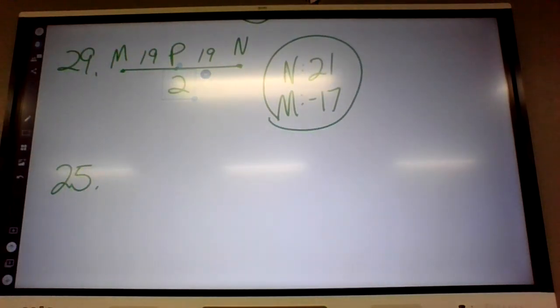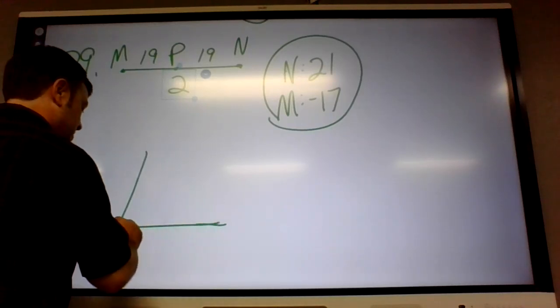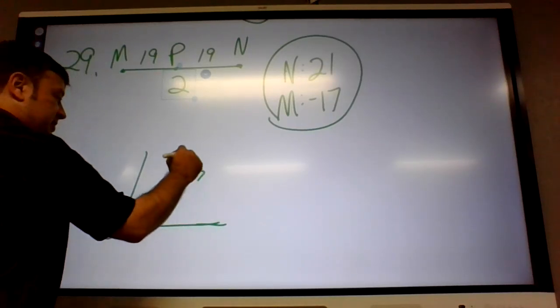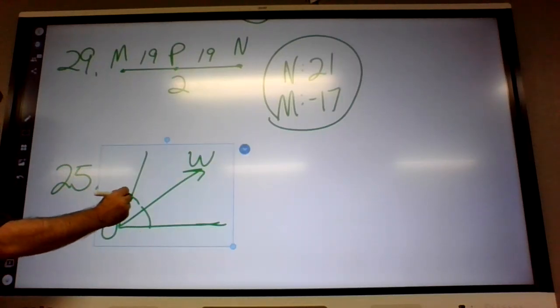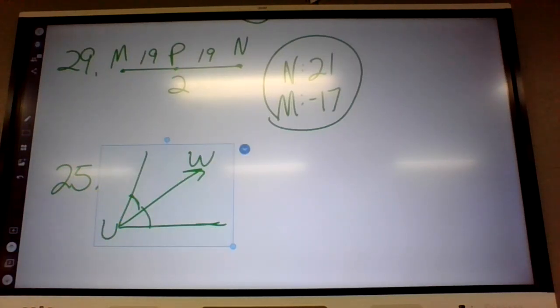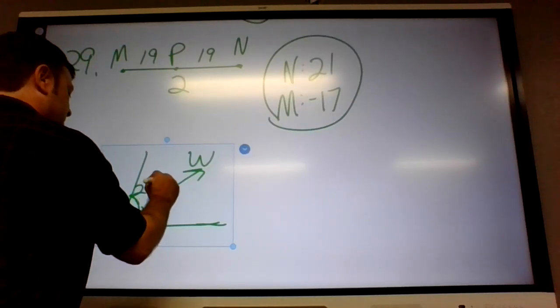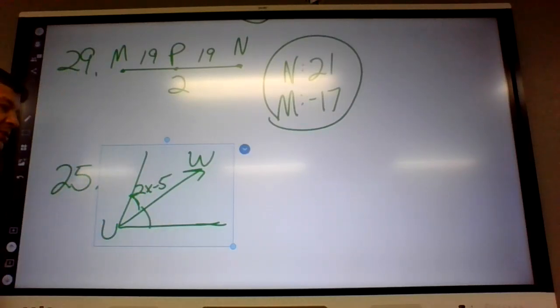Okay, back to 25. Well, guess what? UW is an angle bisector. Surprise, surprise, surprise. So if UW is an angle bisector, what do I know about these two angles? They're the same. Angle bisectors make the two little angles congruent.